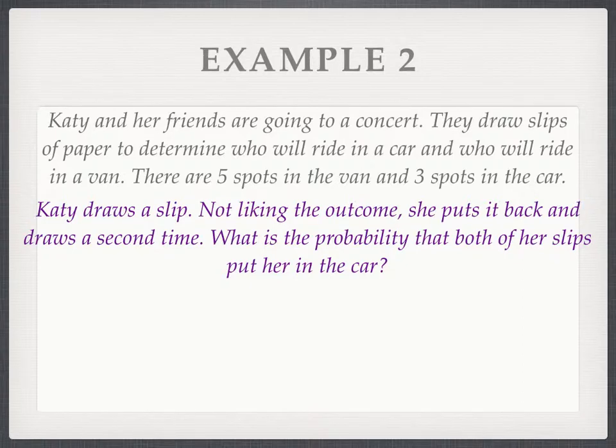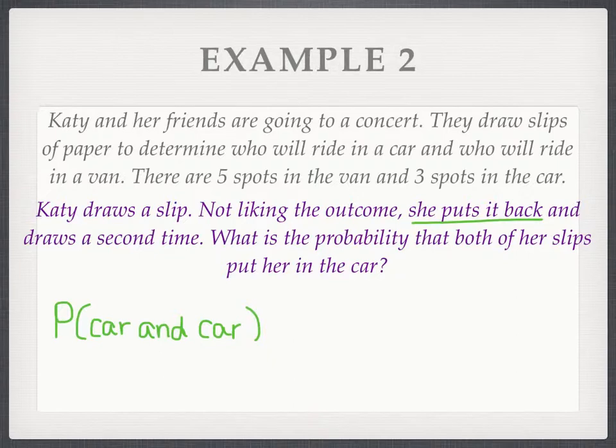Katie and her friends are going to a concert. We draw slips of paper to determine who will ride in a car and who will ride in a van, because I'm sure that's how you and all your friends decide who's riding with who. We've got 5 spots in the van and 3 spots in the car. Katie draws a slip. Not liking the outcome, she puts it back, and that's important, and draws a second time. What is the probability that both of her slips put her in the car? So what we are really looking for here is the probability of her getting car and car again.